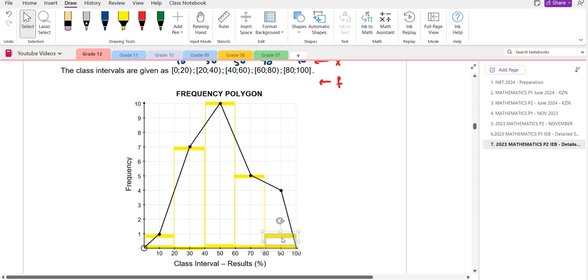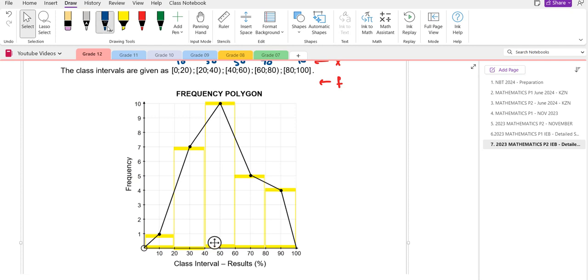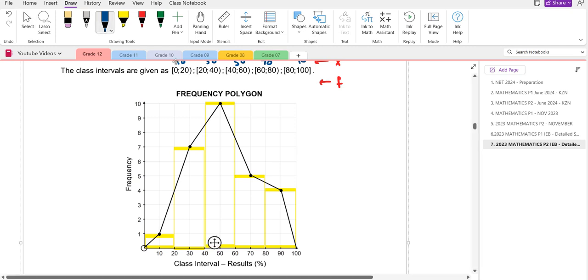Now what's the purpose of drawing the histogram? So we can figure out the frequency. What's the frequency between 0 and 20? The frequency between 0 and 20 is 1. The frequency between 20 and 40 is 7, between 40 and 60 is 10, between 60 and 80 is 5, and between 80 and 100 it was 4. I hope you guys understood that.